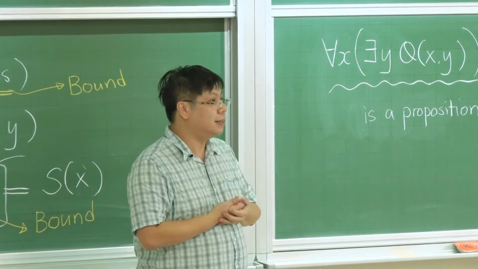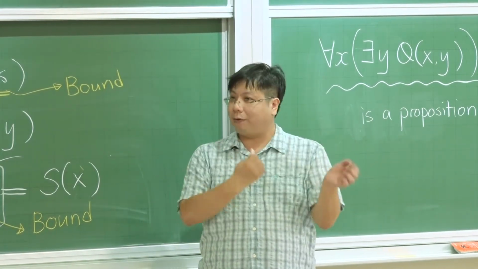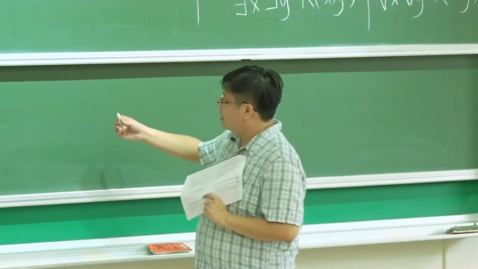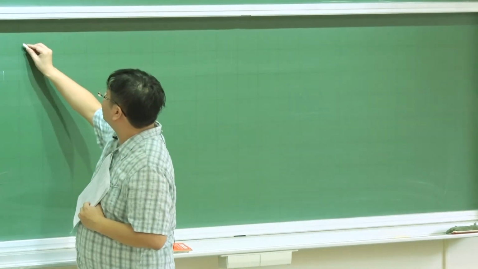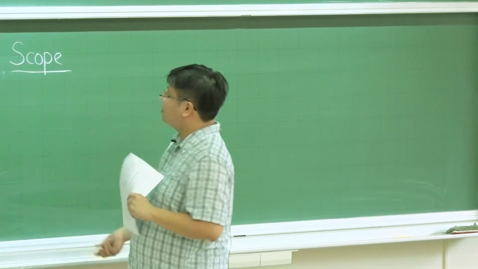Is that okay? So for there exists, you can swap. For for all, you can swap. But for there exists for all, you cannot swap. So this is called a scope. Scope of a quantifier. Okay.